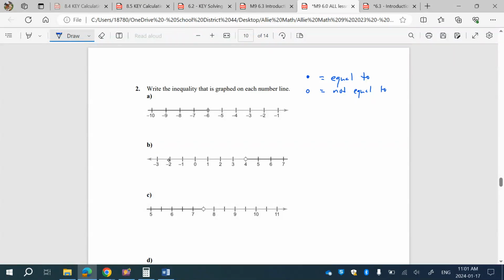So this would be like our greater than or equal to, or less than or equal to, and this would be our greater than or less than symbols. So this means it includes that number, and this means it does not include, and does include.